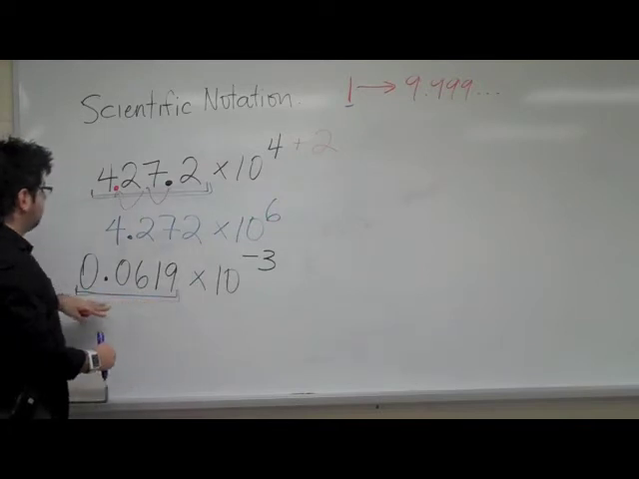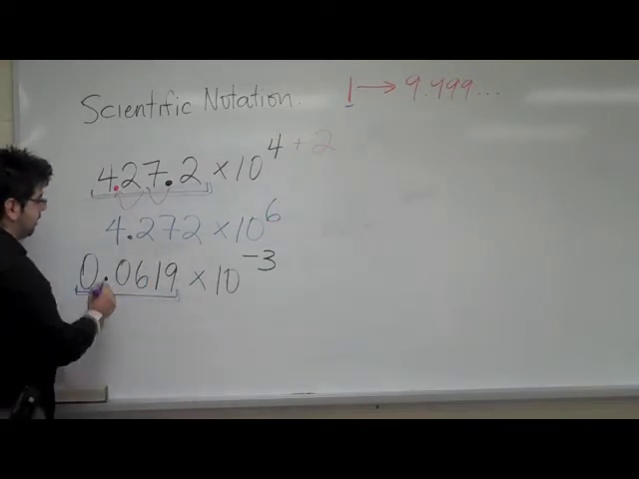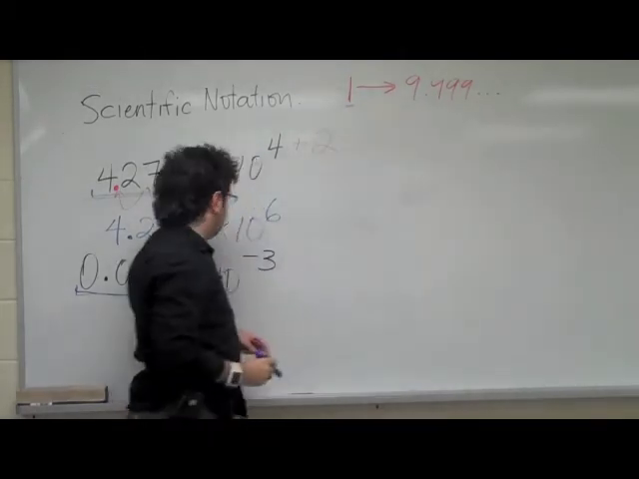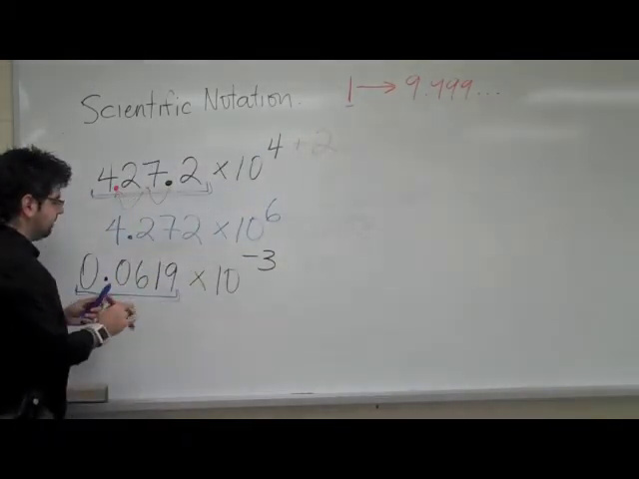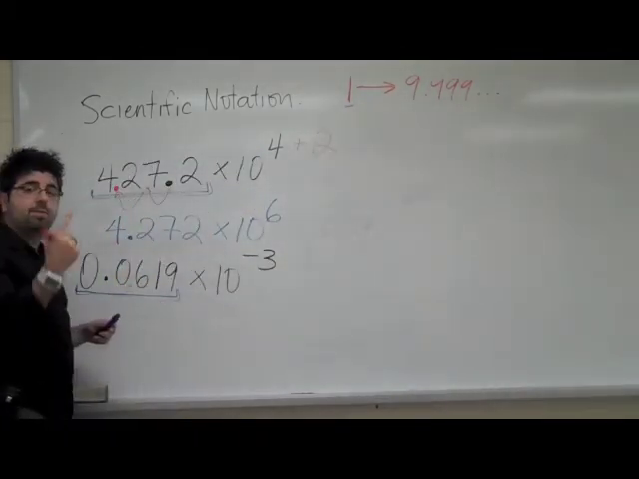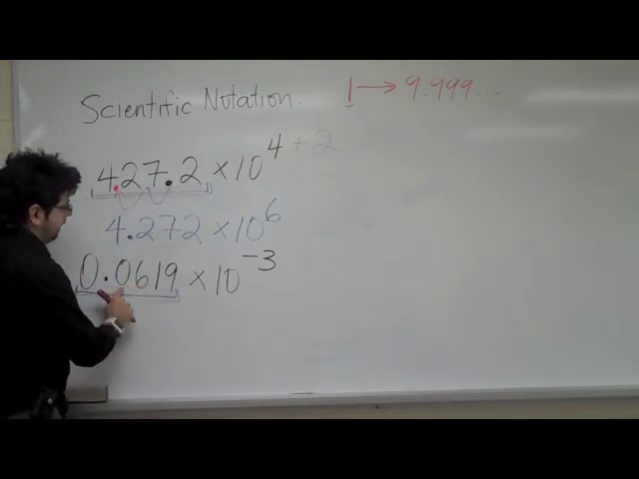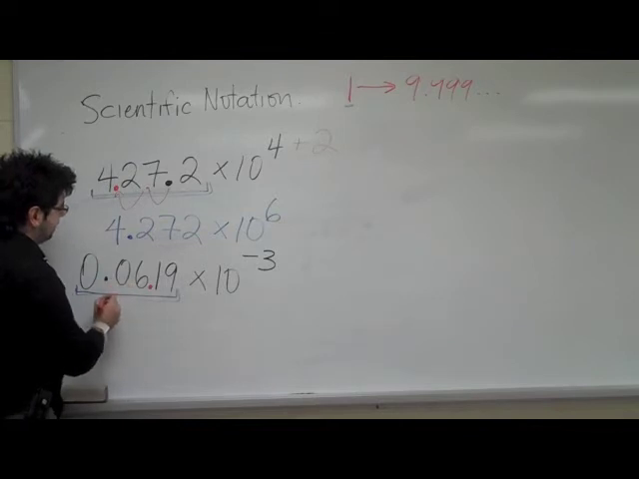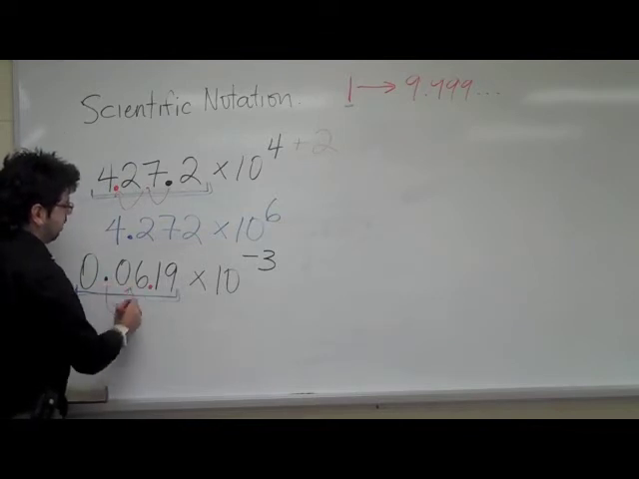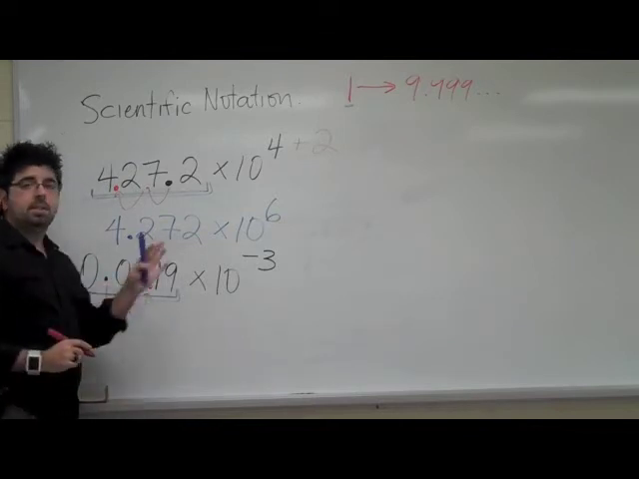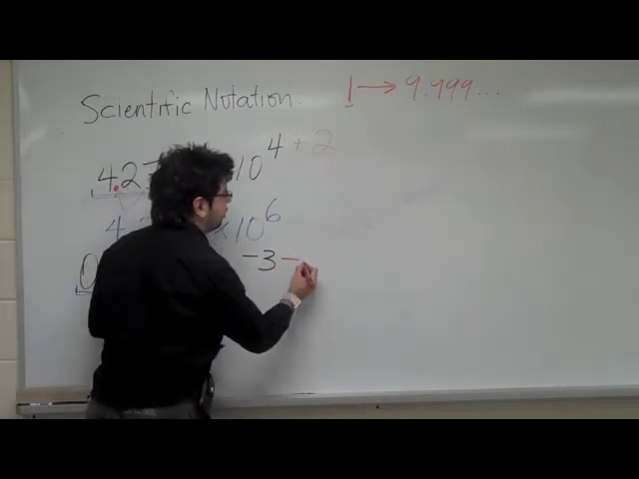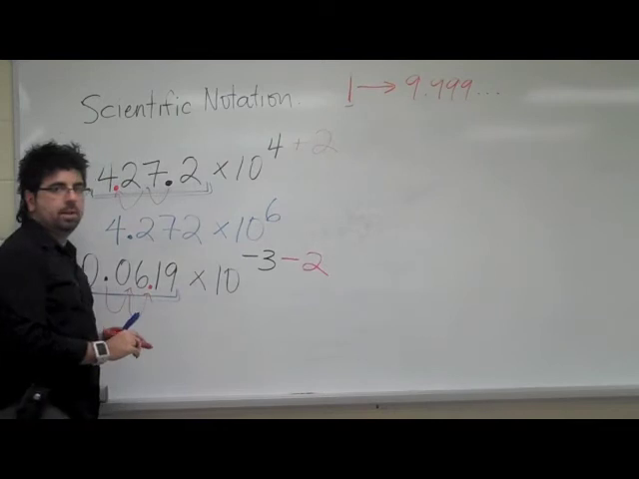Now, we're moving in the opposite direction. So we've got our decimal here. We know we've got a number that is smaller than 1. So we want to move this decimal immediately following the very first digit. So not the 0, but the 6, right after the 6. So I'm moving this decimal 2 places to the right. Because I'm moving it 2 places to the right, I'm going to subtract 2 from the exponent.